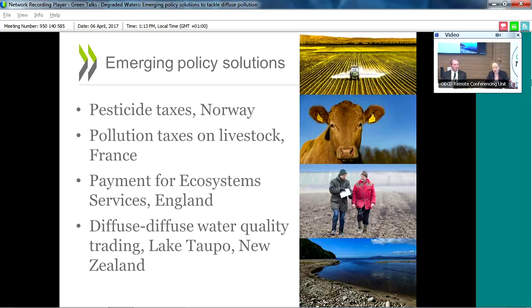The Lake Taupo nitrogen market in New Zealand is the world's first water quality trading scheme between diffuse source polluters. It enables farmers within a catchment to exchange nutrient allocations. This provides flexibility for land to move to its highest value and best use and still meet overall nitrogen load reduction targets. I'd like to zoom in on two case studies that I think are particularly innovative: nutrient allocation in New Zealand and water quality trading in the US.